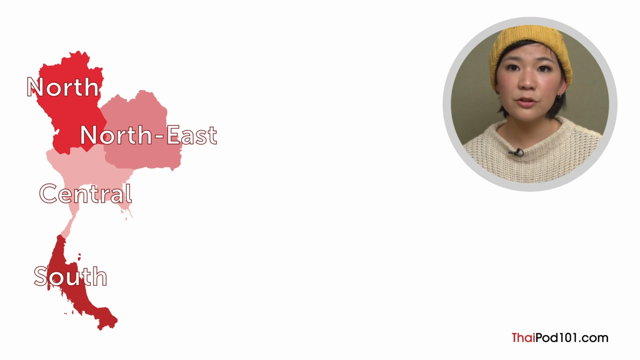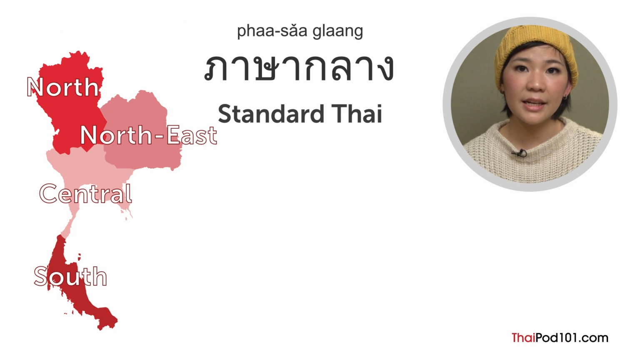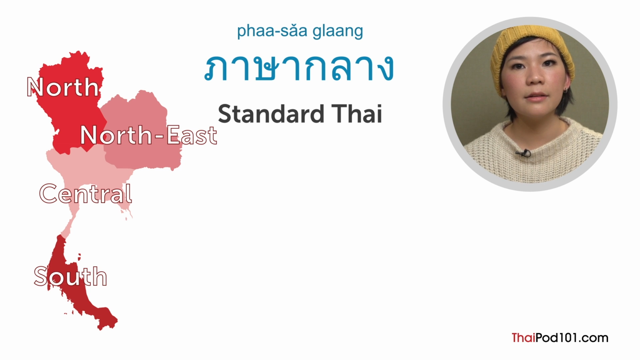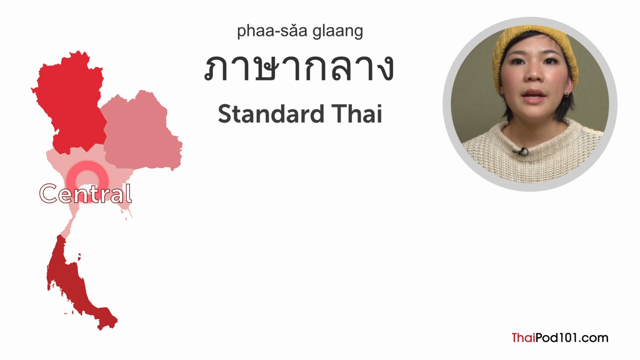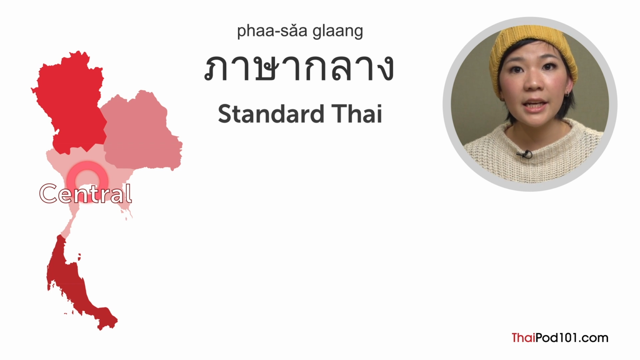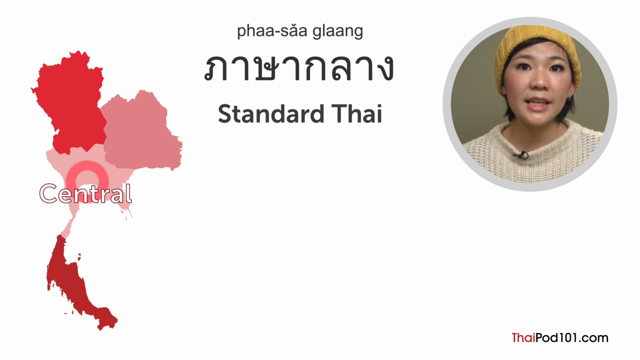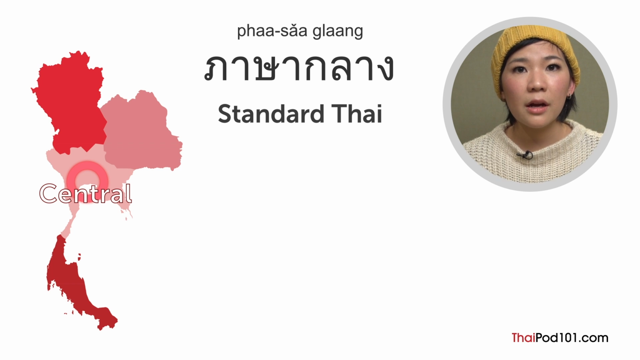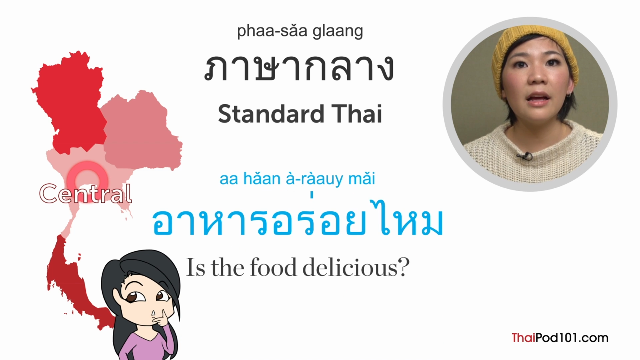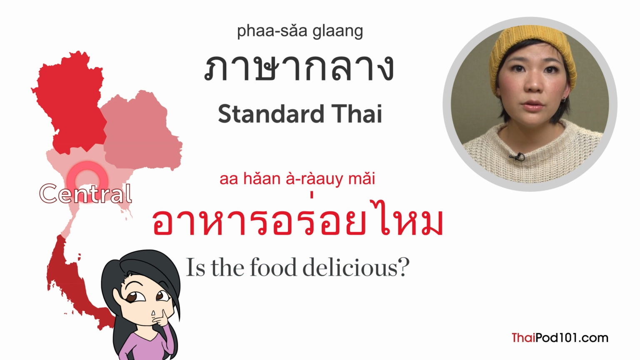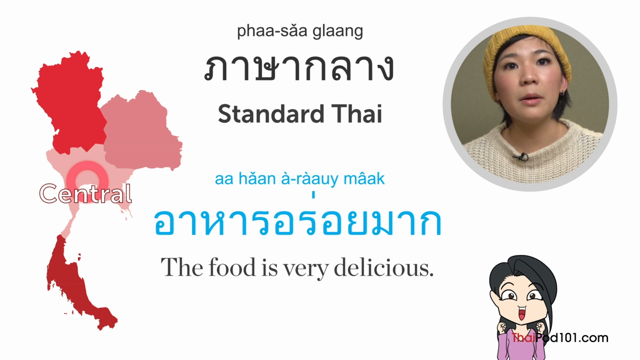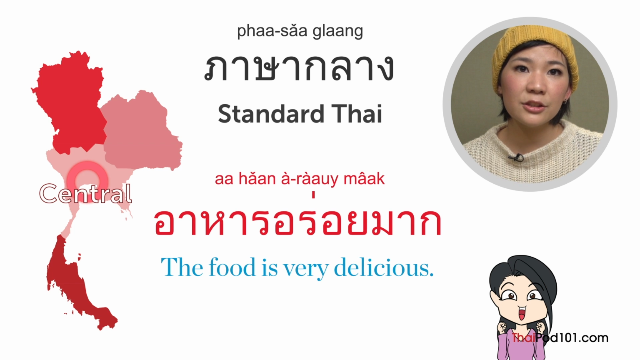The most common language used in Thailand is Standard Thai or ภาษากลาง. It's most commonly used in the central part of Thailand, mainly the Bangkok metropolitan region. It's also the one that beginners of Thai learn, as it is the most standard. Let's see 2 example sentences in standard Thai, which I'll compare with other dialects. อาหารอร่อยไหม Is the food delicious? The response to the question is อาหารอร่อยมาก The food is very delicious.